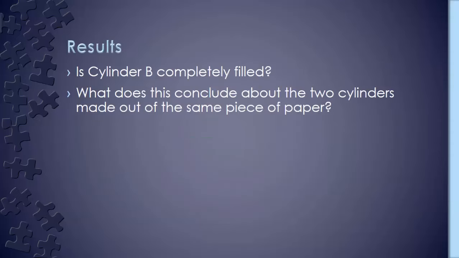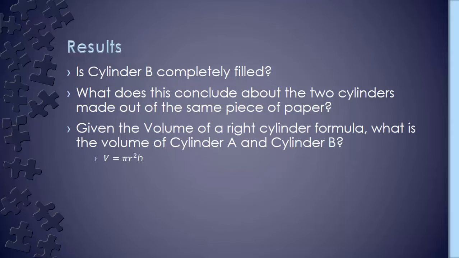Is cylinder B completely filled, even though cylinder A was? And what does this conclude about the two cylinders made out of the same piece of paper? Do they hold the same volumes? Now, being that we already have the volume formula for a right cylinder, let's actually try to find the volume for cylinder A and cylinder B.